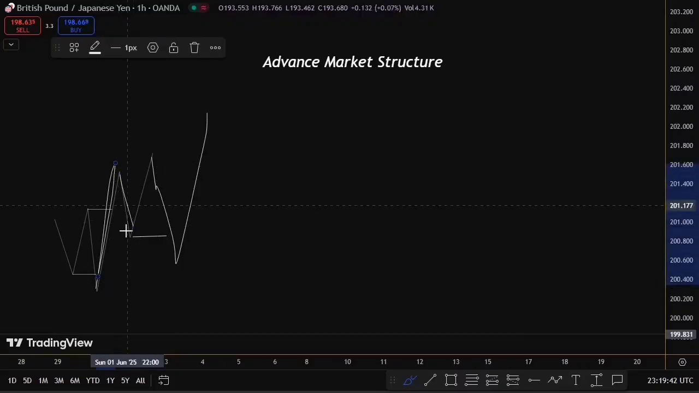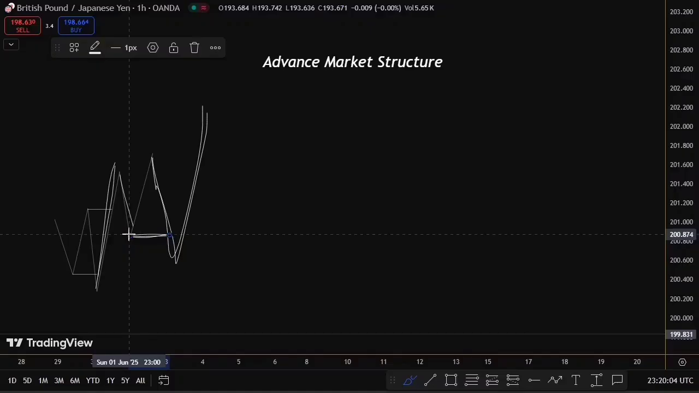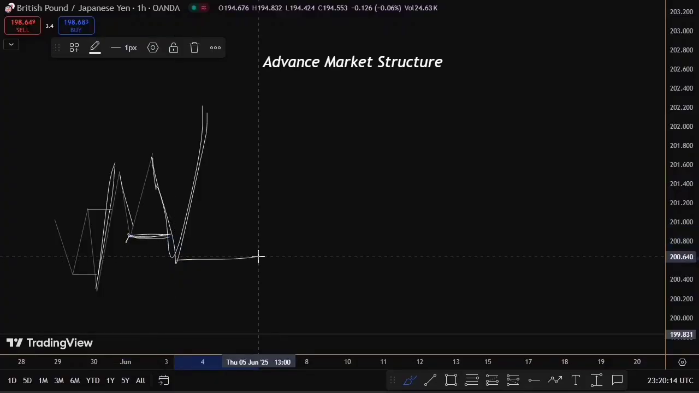So we expect this low that price created to be liquidity, and when price comes back, we expect price to take it out, and what do we do? We look for our entries below that low, and the same concept continues again. So now what have we established? We've established that we've taken the previous low, and we expect this low now to be protected.